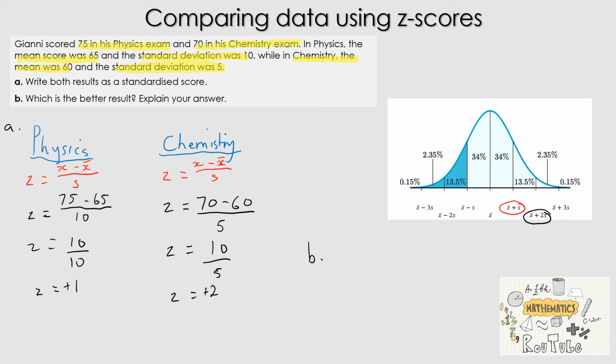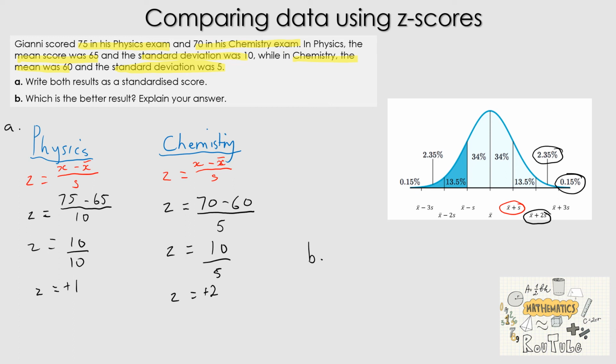But let's have a look at his result for chemistry. Chemistry is 2 standard deviations above the mean, which means that he performed in the top 2.35 plus 0.15. So Gianni actually performed in the top 2.5% of his class, as opposed to in the top 16% in physics. Therefore, the result that's better is his chemistry result.